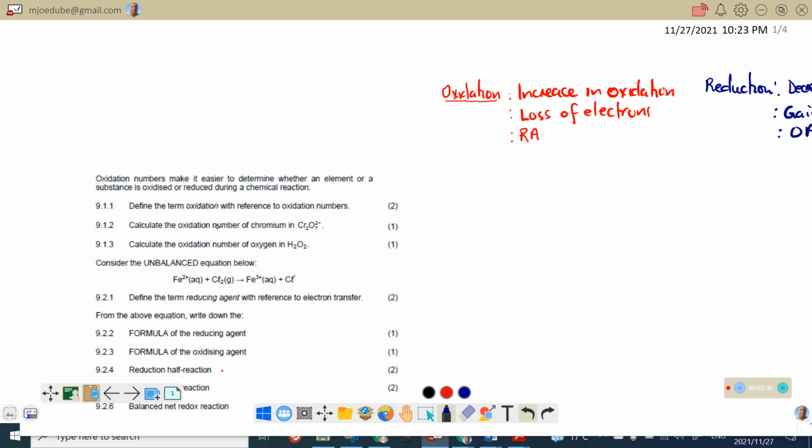Number one says, define the term oxidation with reference to oxidation numbers. Well, as we've just mentioned above, the process of oxidation is one in which there's an increase in the oxidation number of the substance.